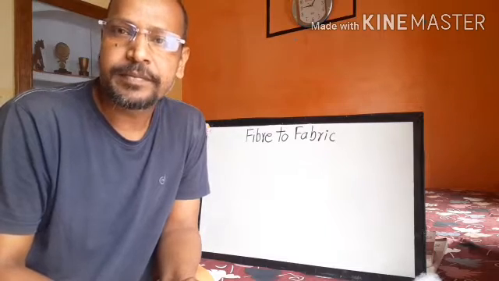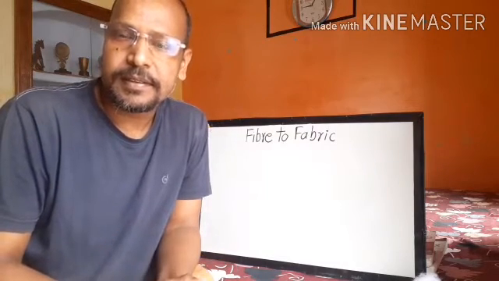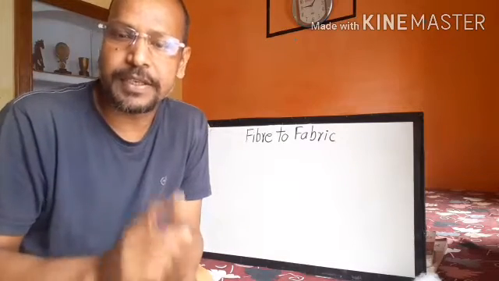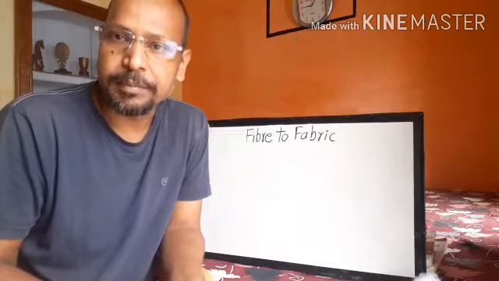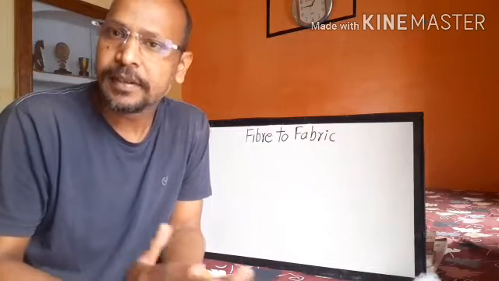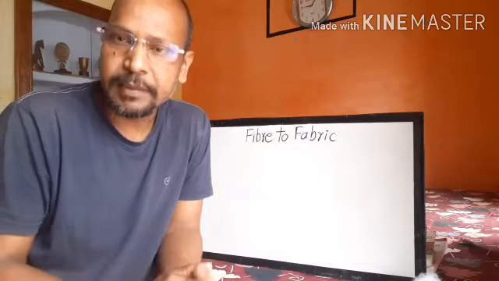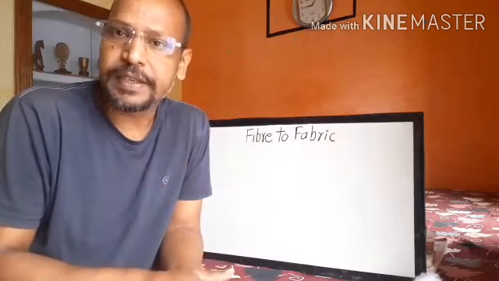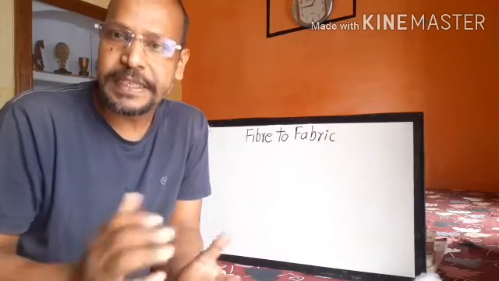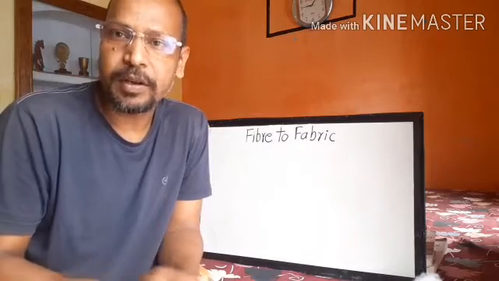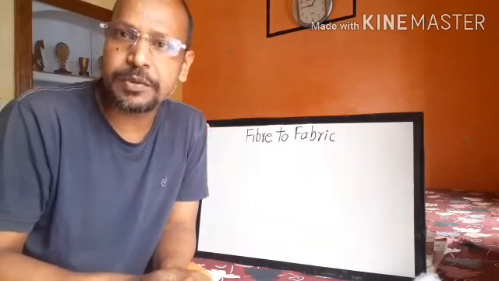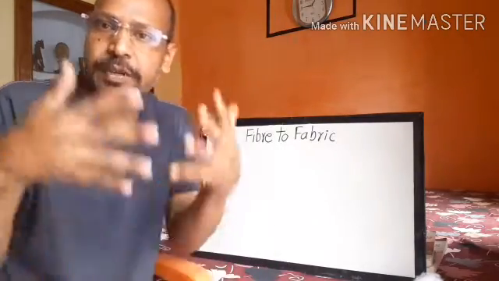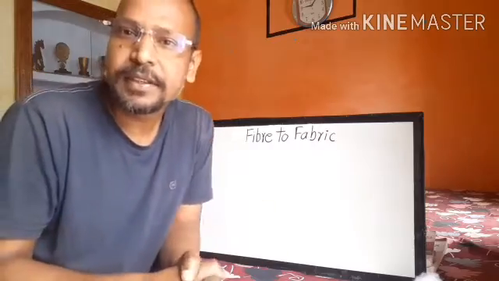So in such a way, we get fibers from two sources. One is plants, for example cotton and jute, and second is animals, like wool. So these are the two sources from which we get fibers. These fibers are spooled or twisted together on a spinning tool, and then we form the yarn, and when the yarns are fixed together in a pattern, they form the cloths.